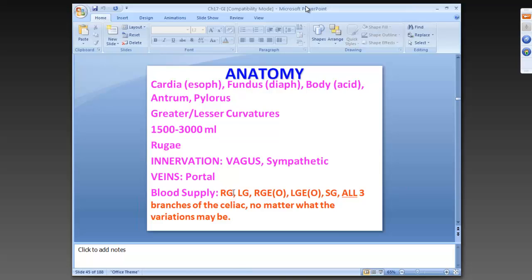Blood supply: you have the right gastric, left gastric, right gastroepiploic, left gastroepiploic, etc. All three branches of the celiac artery, no matter what the variations may be. You should go over your review of your anatomy lecture. If you have a book, fine. If not, you can also find this in the electronic library.